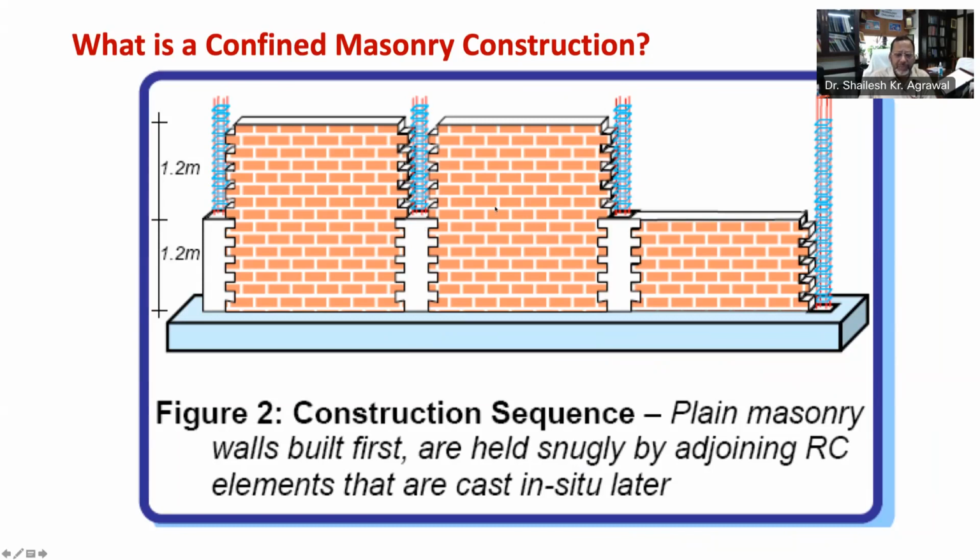Let me give you the example of the 2010 Chile earthquake, which was of magnitude 8.8. During this earthquake, confined masonry houses performed very well, while many unreinforced masonry and even RCC buildings suffered damage.